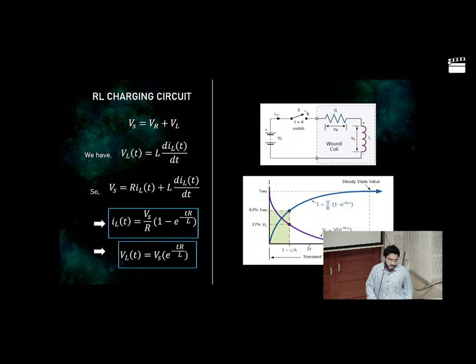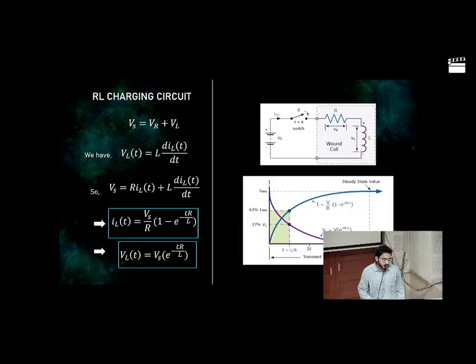However, as time progresses, as t tends to infinity, we know that VL equals L di/dt. So as t tends to infinity, VL tends to 0, or the inductor will be short circuited and the current flowing through the circuit will be Vs by R. So accordingly, you can see that IL(t) equals Vs by R times (1 minus e to the power minus t by tau). Tau here is given by L by R, which is the time constant of the circuit.